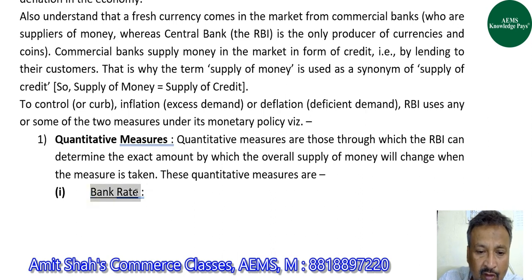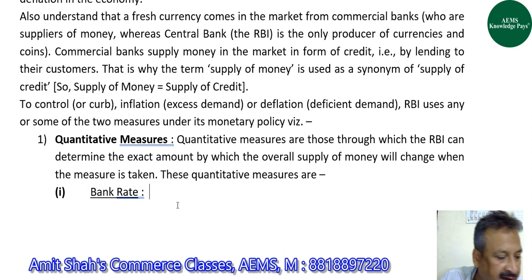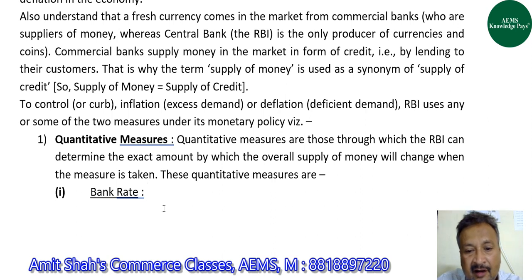Now here we have a total of five measures: bank rate, CRR, that is cash reserve ratio, then SLR, that is statutory liquidity ratio, then repo rate and reverse repo rate, and then open market operations. This is how we have five measures. The first one is bank rate, guys. Listen to me carefully. Bank rate is the rate at which the RBI rediscounts bills of exchange of commercial banks.